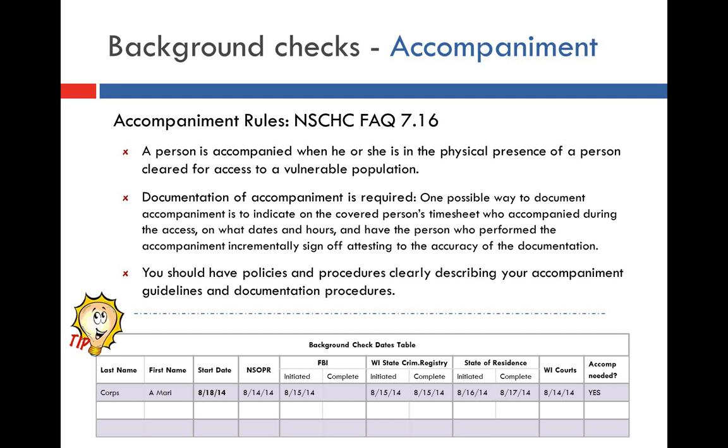So again, this is something that in your policies and procedures you need to have written in there. How will you provide accompaniment while you're waiting for either the FBI or state check to come back? What will that look like? Is it on the member's timesheet? Is it on a separate sheet? They have to have documentation of the dates that this member was accompanied, the hours, and who performed it. Okay, so being really clear about that. This is the thing in the disallowance guidance, so if there's no documentation of accompaniment, there will be disallowed costs.